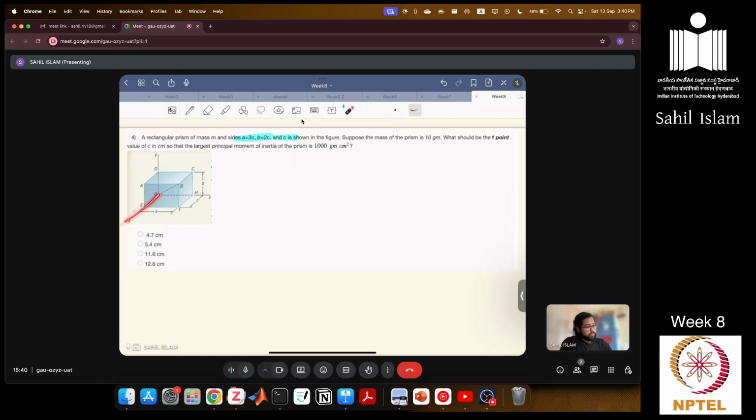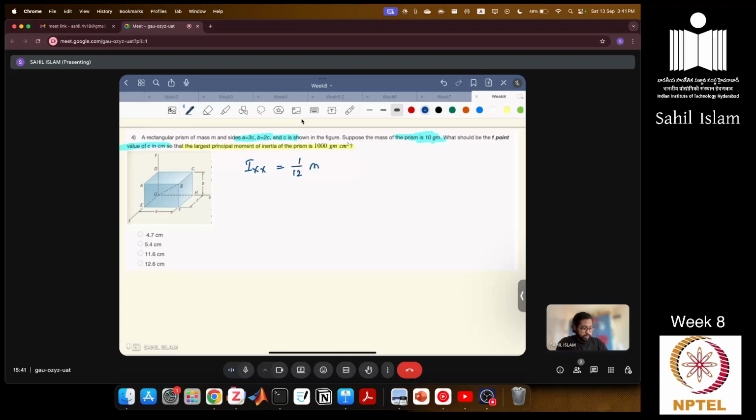Yes. So the mass of the prism is 10 gram. What should be the value of c, so that the largest principal moment of inertia is this? I wouldn't be deriving the formula for moment of inertia for this kind of setup, but write it down.